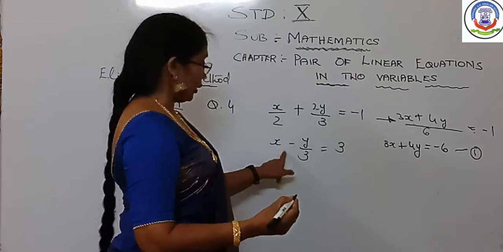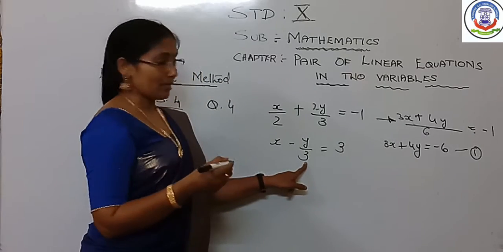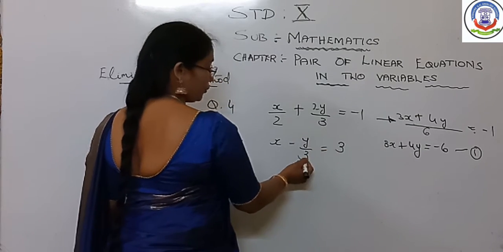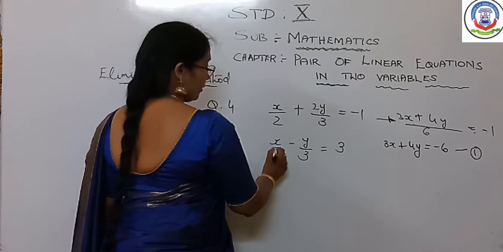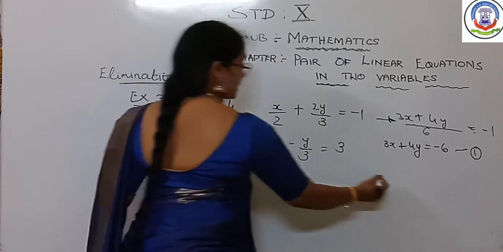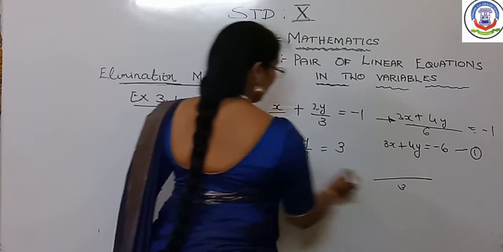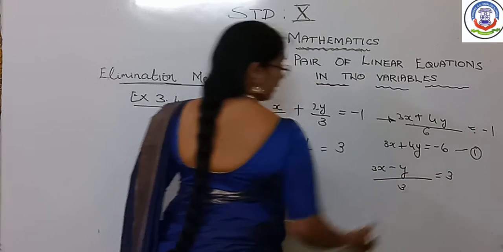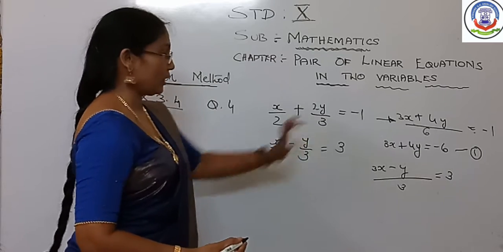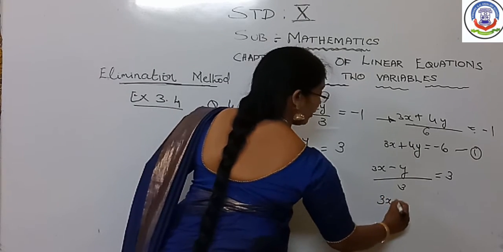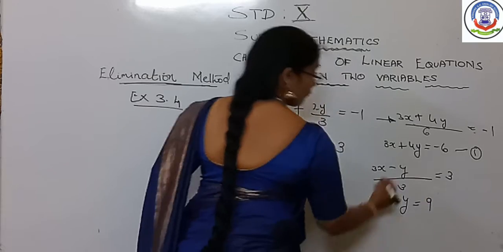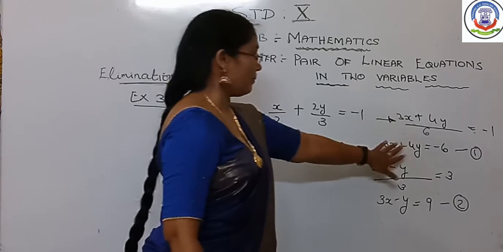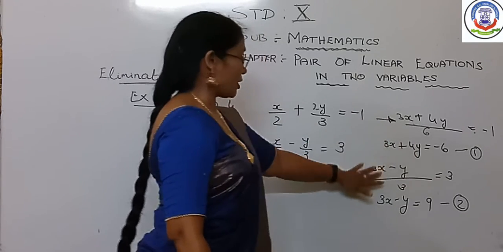For the second equation, again take 3 as the LCM and make the coefficients integers. Here the denominator is 3, so multiplying by 3 you will get 3x minus y equal to 3. Now the second equation is reformed as 3x minus 3y equal to 9. Got it? Simple. You have taken the LCM and reformed the equations into these two forms.